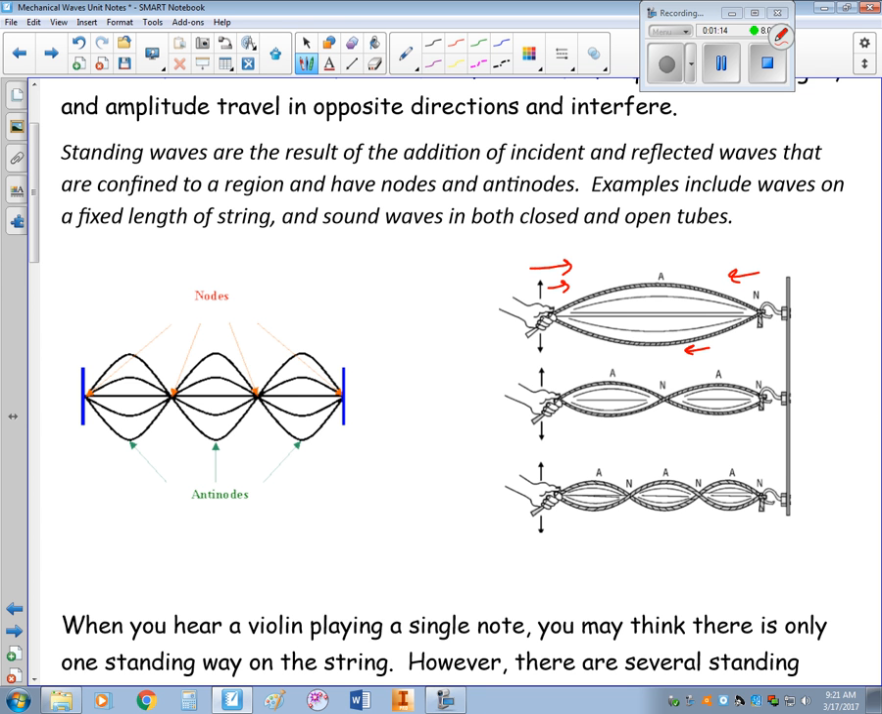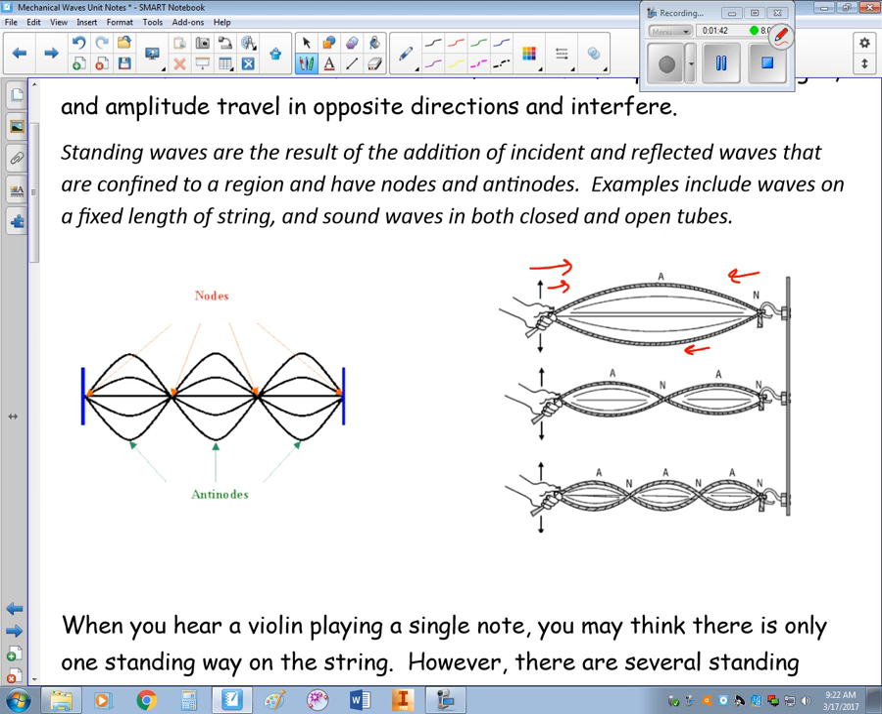Basically, different frequencies of oscillations create different standing wave patterns. So there's a frequency that will make this look kind of like a jump rope. There's a second frequency that will have two of these, like two miniature jump ropes going. And then there's a third frequency that will have three little miniature ones, and so on and so forth. There can be an infinite number of different standing waves.